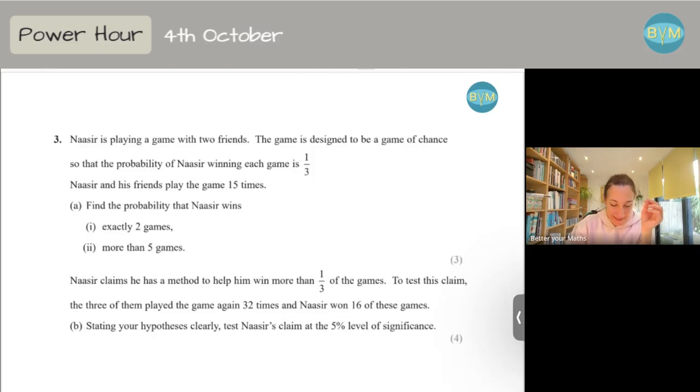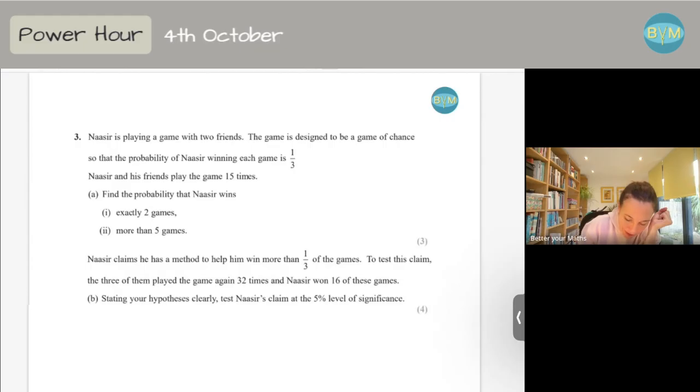So we have Nasir playing a game with two friends. The game is designed to be a game of chance. So the probability of Nasir winning each game is 1/3. Nasir and his friends play the game 15 times. Find the probability that Nasir wins exactly 2 games. If you remember GR12 statistics, this is a probability distribution that you need to know. What probability distribution is this one? Can you tell me in the chat, please? And if you remember the parameters, please write even the brackets.